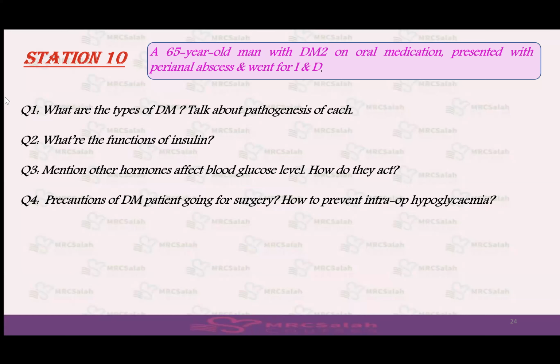Dr. Hadir, I'm not getting it. What are you doing as a candidate in MRCS? What will you do for this patient who is going for surgery? You have a diabetic patient on oral medications going for surgery now. What will you do? Monitor glucose first, actually.